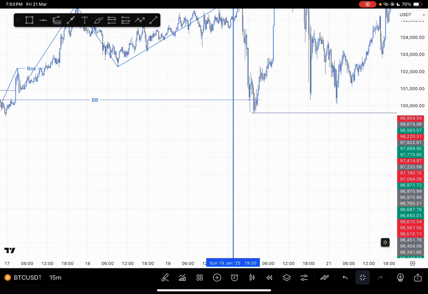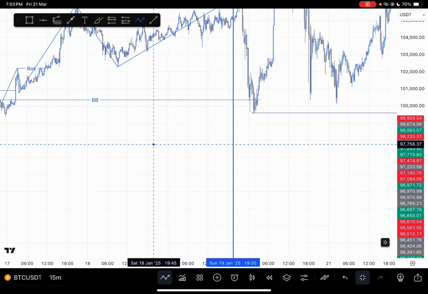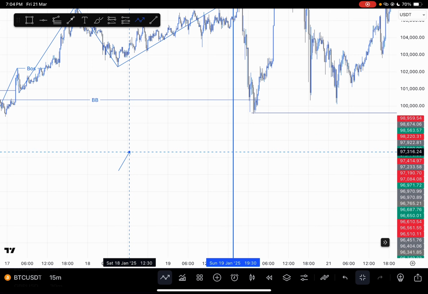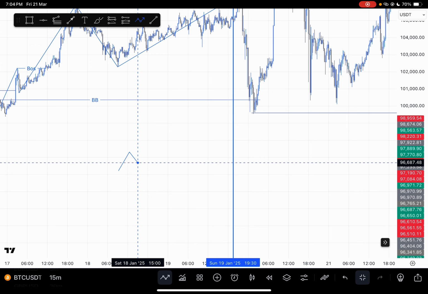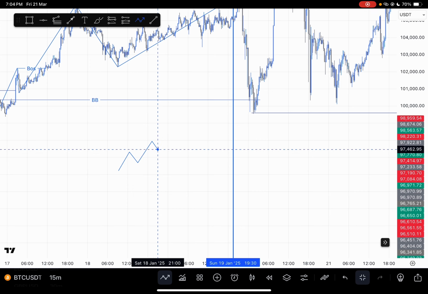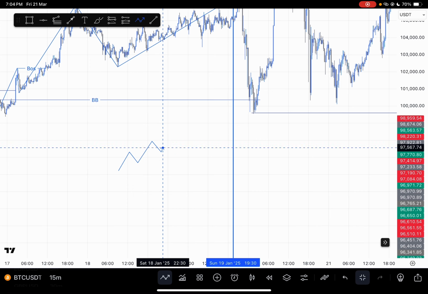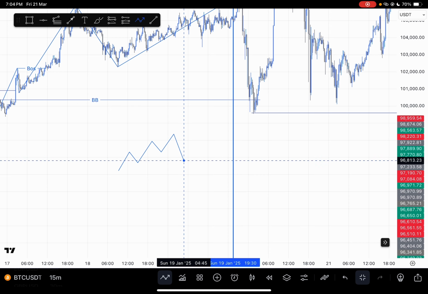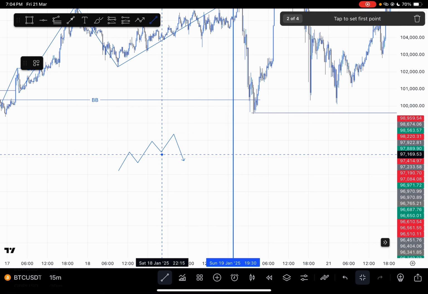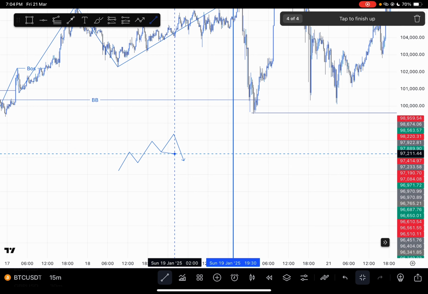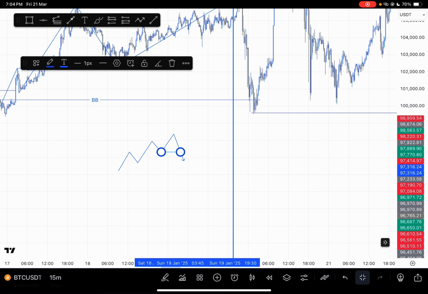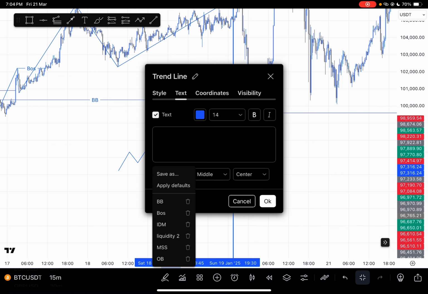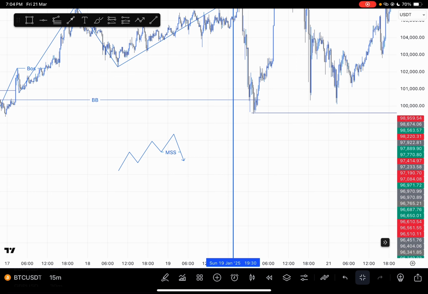And what is a market structure shift? Let's say price is moving in a particular trend, like this uptrend, for example. Price moving in an uptrend, and suddenly you see price push to the downside, breaking below the previous low. So if this is the previous low and price broke below it, this has automatically turned into your market structure shift. And what should you be looking for next?